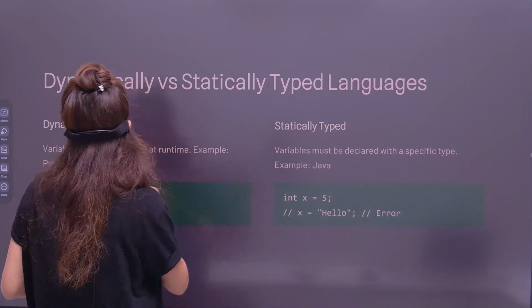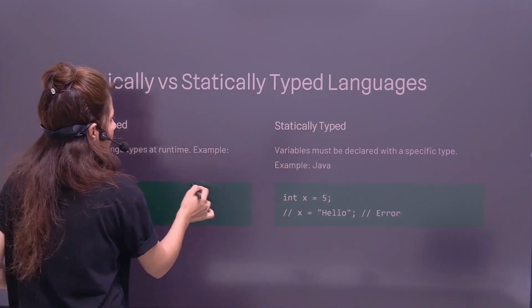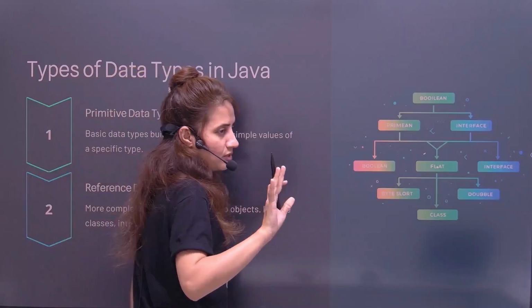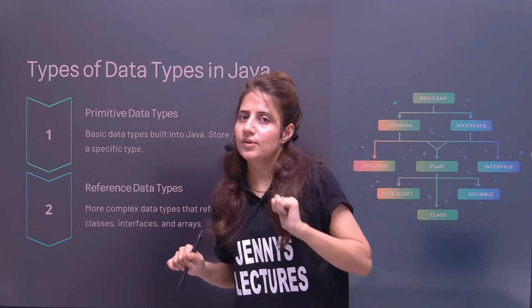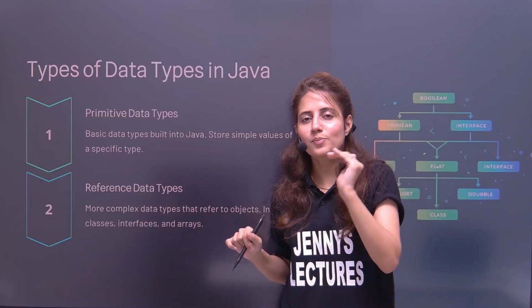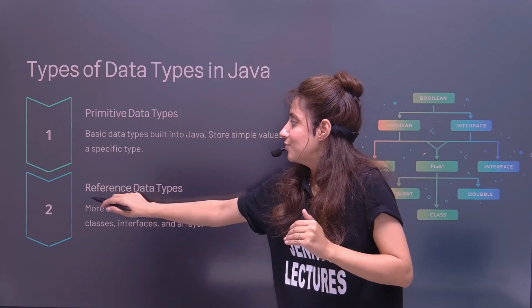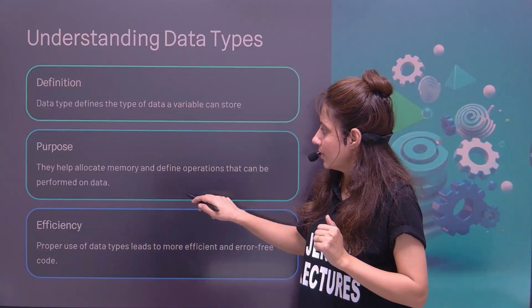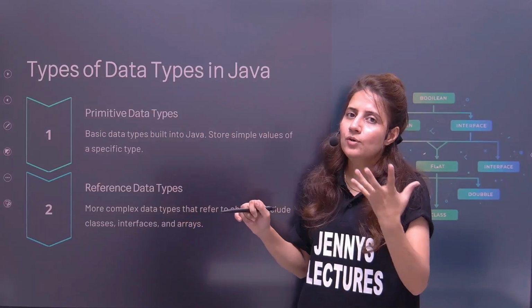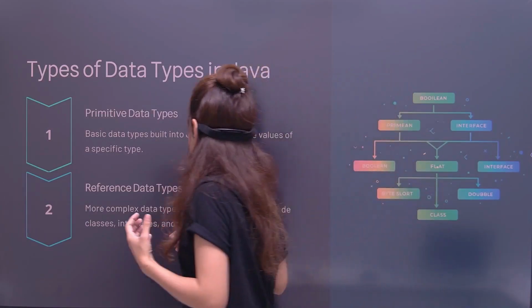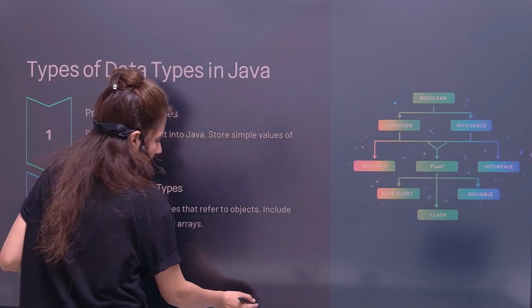come back to the topic we were discussing, and that is types of data types in Java. Two types are there: primitive and reference. Sorry, non-primitive. Non-primitive are basically known as reference. Okay, so let me first discuss what primitive data types are. So primitive data types means built-in data types.